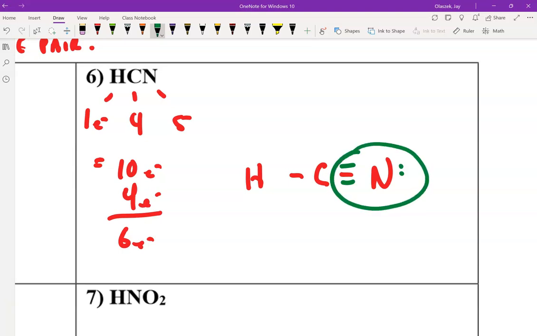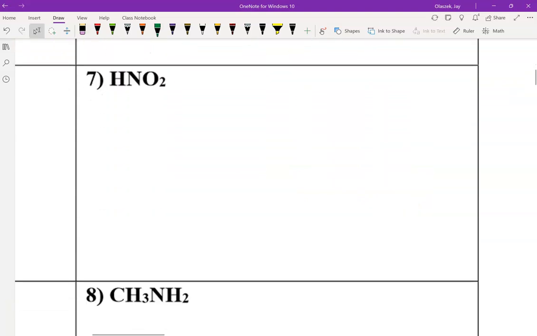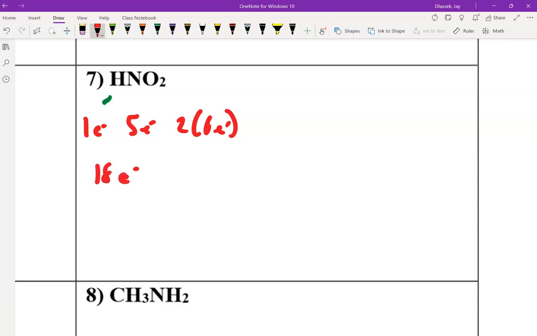Now the nitrogen has 8 and the carbon has 8. Okay, we're almost done. Number 7. This is hydrogen with 1 electron. Nitrogen has 5, and there are 2 oxygens, and they each have 6. That means we have a total of 18 electrons, because 1 plus 5 is 6, plus 12 is 18.